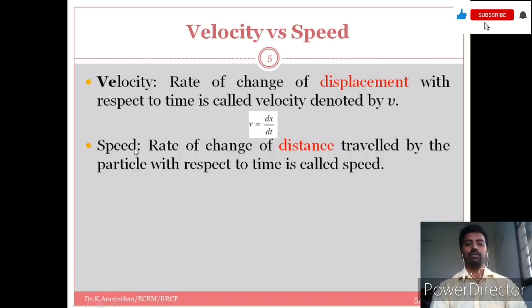Then what you mean by speed is the rate of change of distance. Here you can see the other component instead of displacement. If you identify the distance, the rate of change of distance traveled by the particle with respect to time is called speed. So here speed is indicated by the letter u.